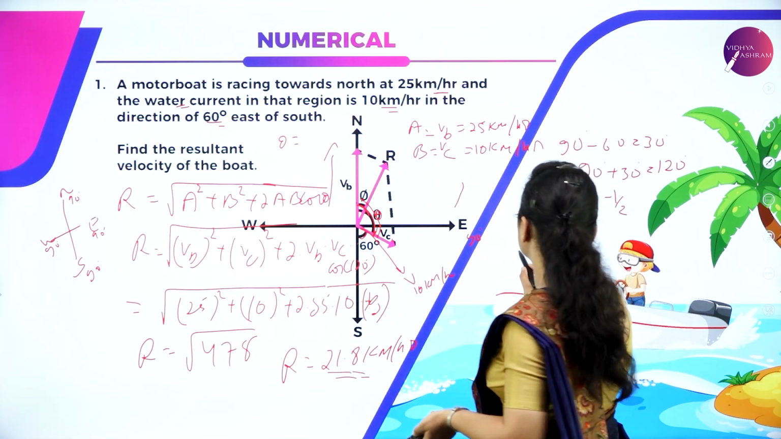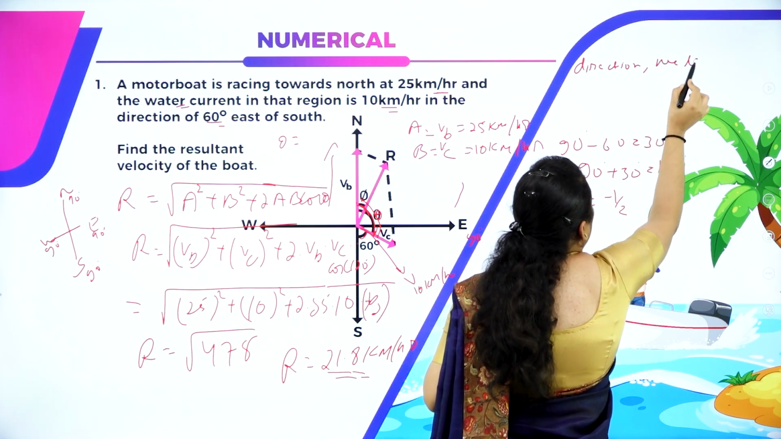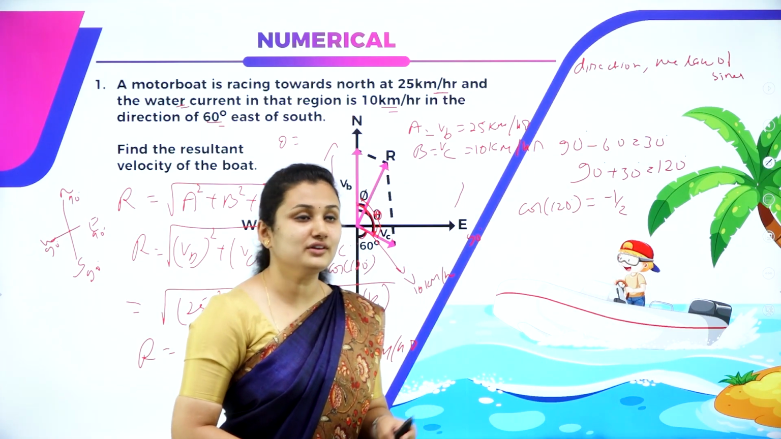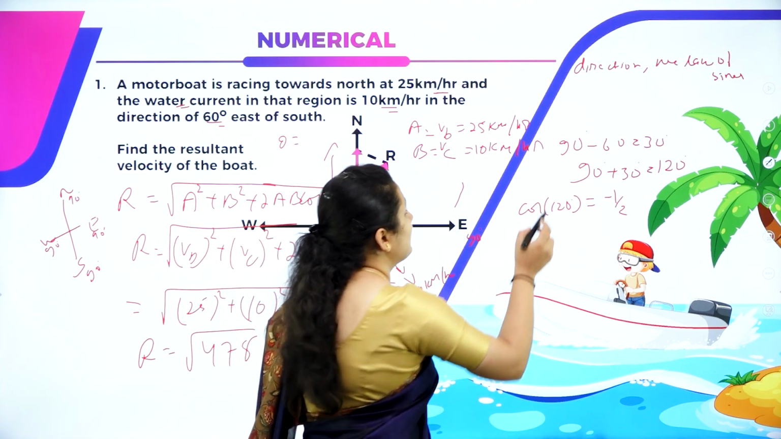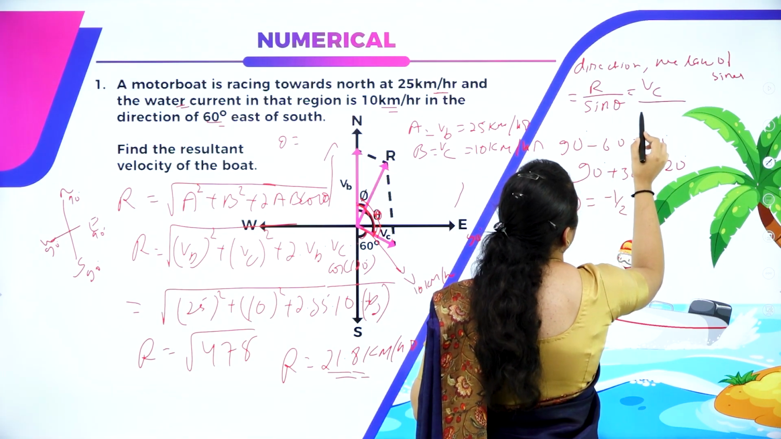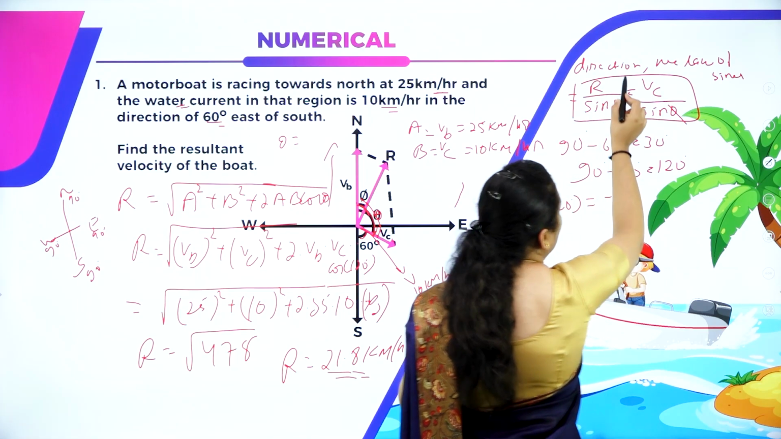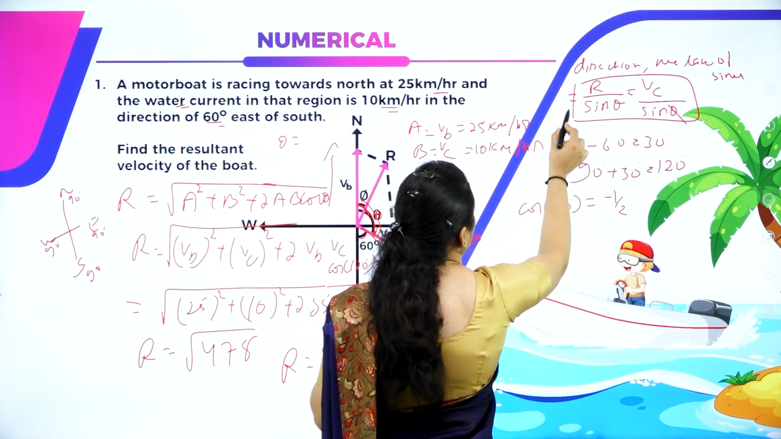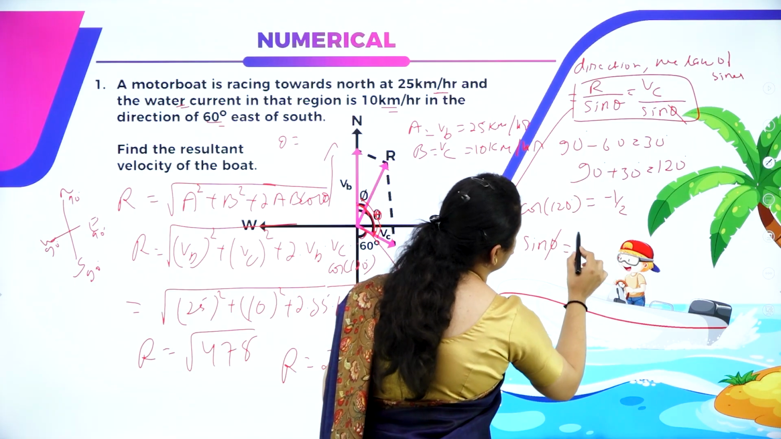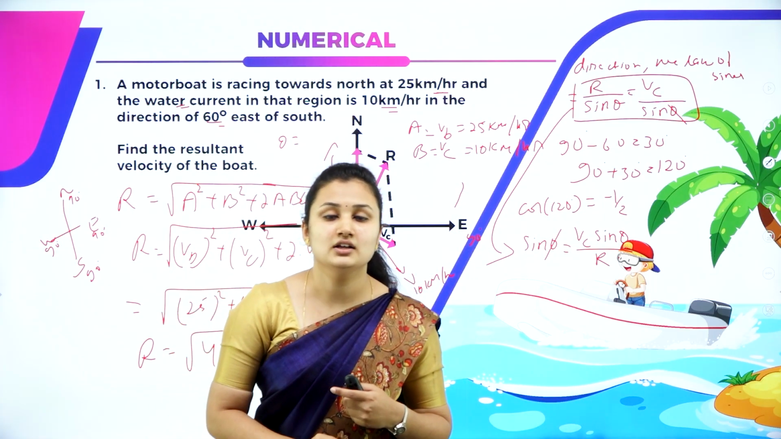To find out the direction, use the law of sines. That is R by sine theta is equal to VC, the water current, by sine phi. So use this formula to find out the direction. I want to find out what is the direction. Sine phi is equal to, on reversing, VC sine theta divided by R.